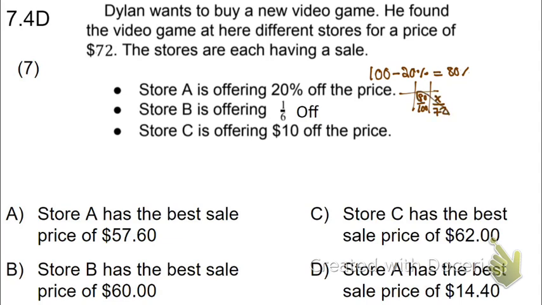And so 72 times 80 is 5,760 divided by 100.